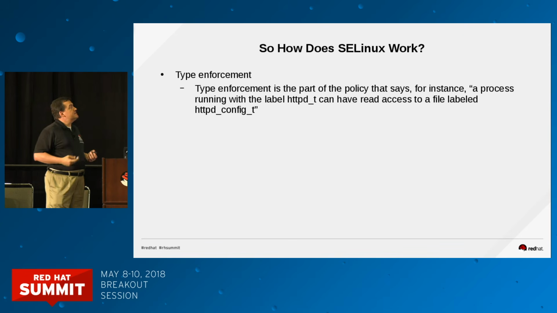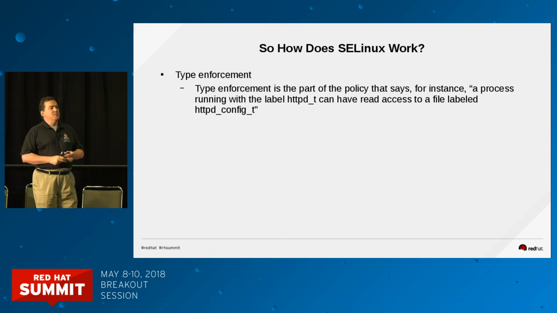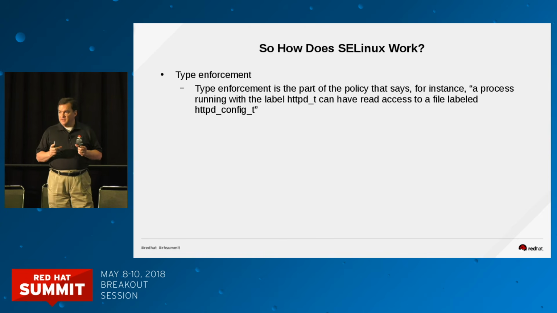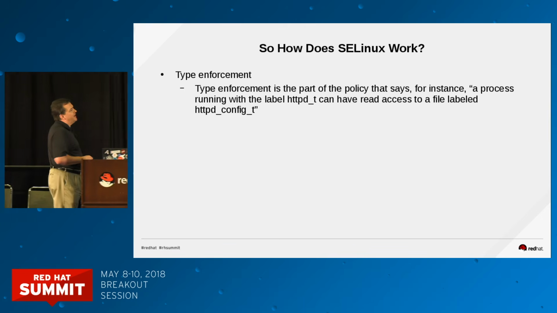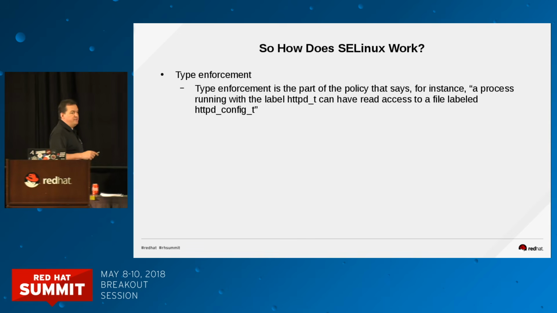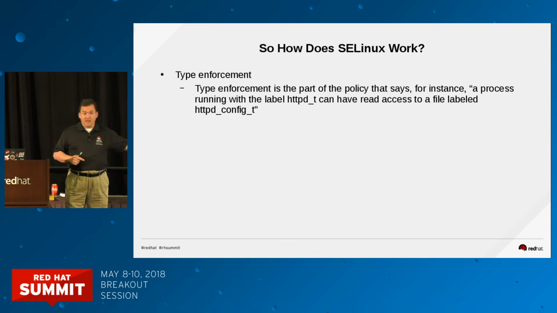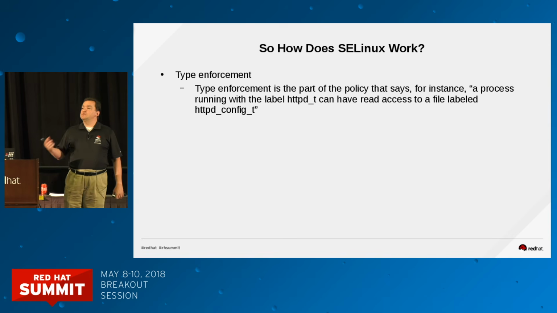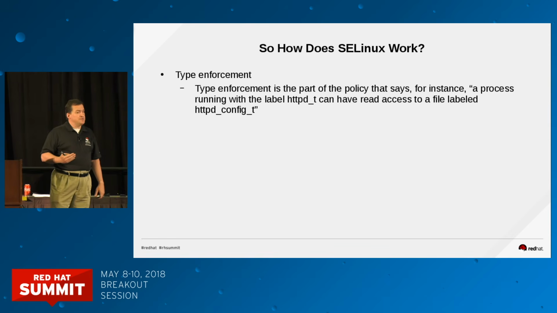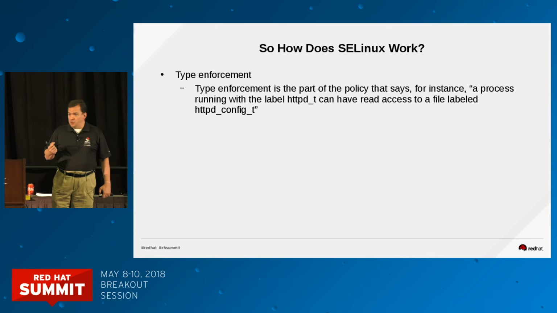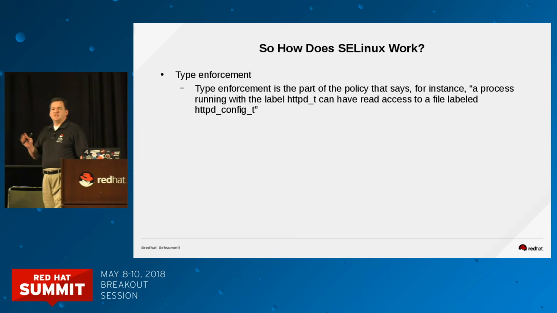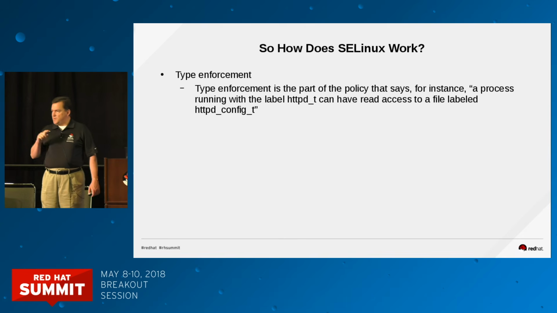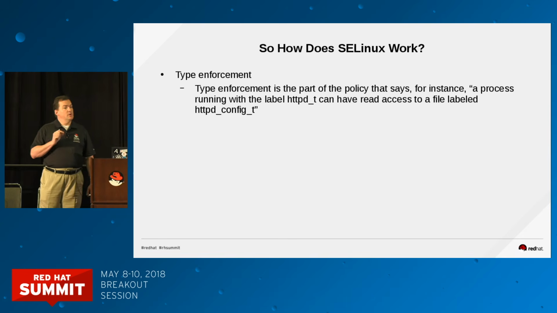All right, so that's in a nutshell how type enforcement works. It says there's a policy defined on the system, the SELinux policy, that says a process running with the label httpd_t can have read access to a file labeled httpd_config_t. So it's saying it can do this, and if it tries to do something else, like if a bad guy compromises your web server and they take control of that executable that's running in memory and they say, ha ha ha, I'm going to get the passwords, and they point it over at the shadow file, even if somebody did something silly like chmod 777 on that shadow file, SELinux is still going to stop them.